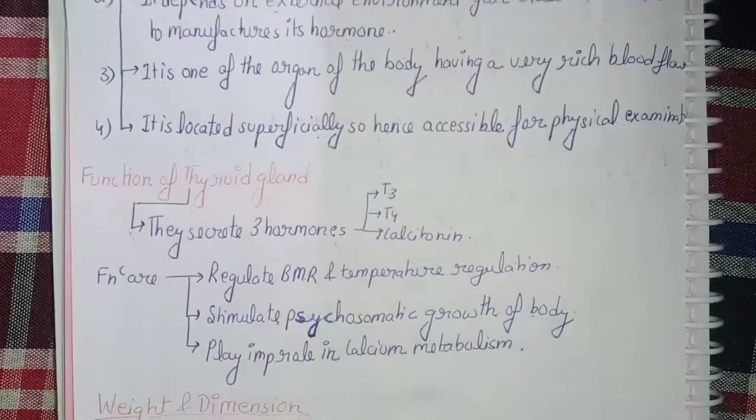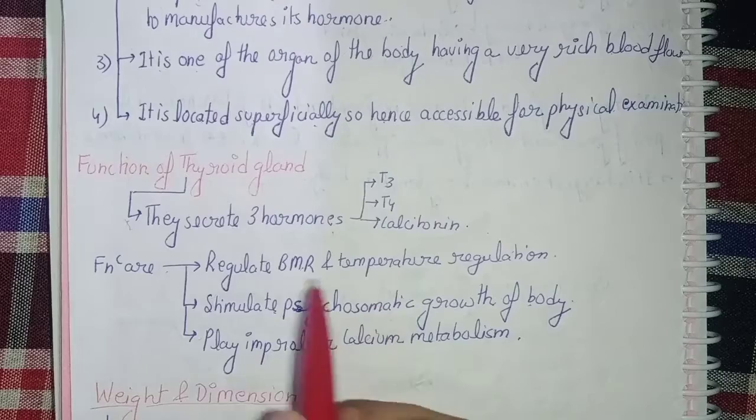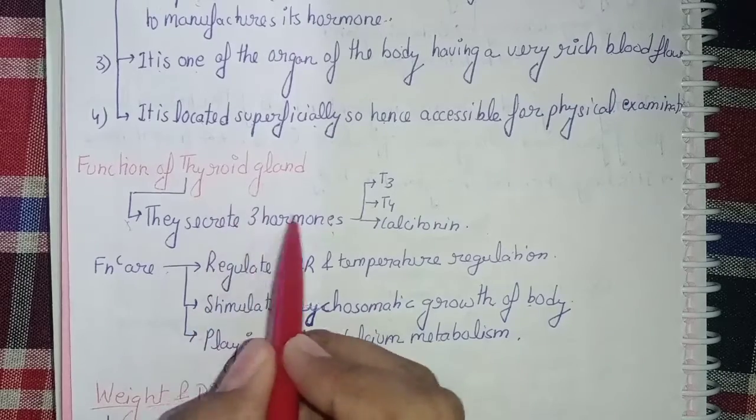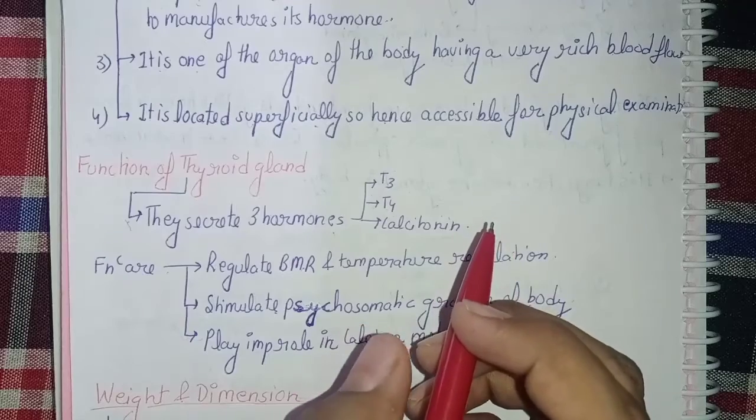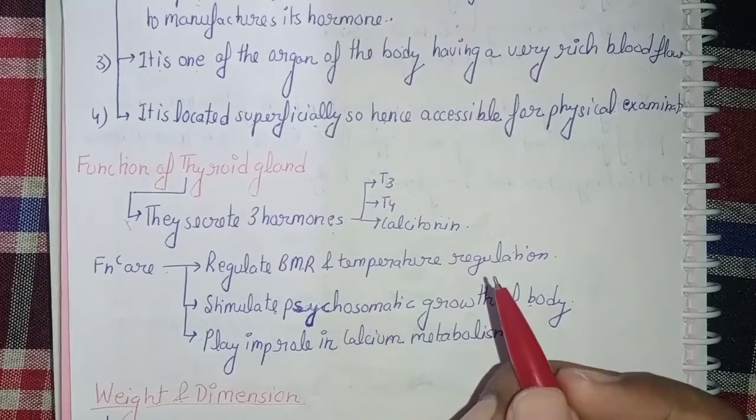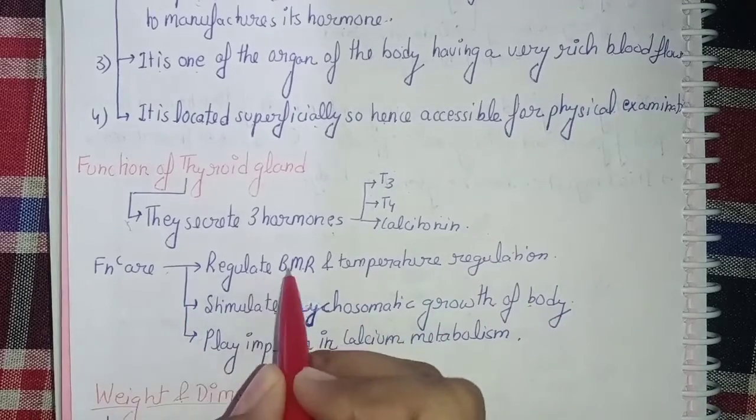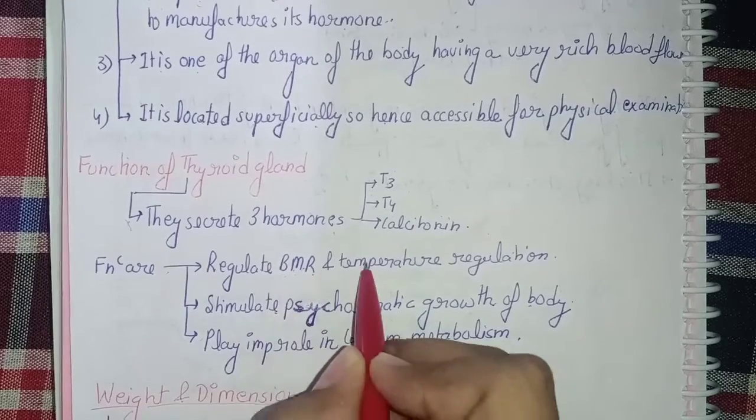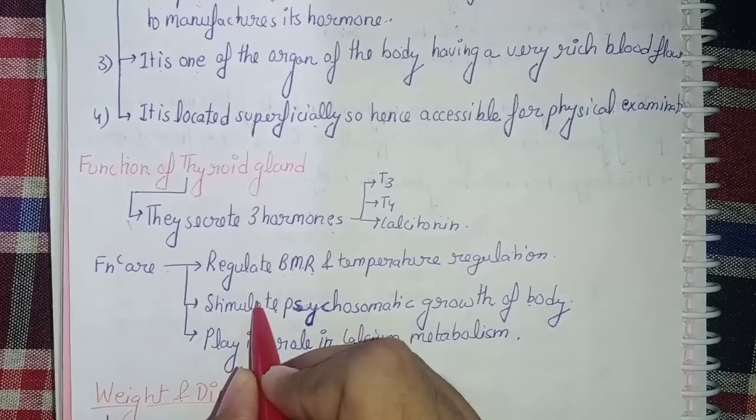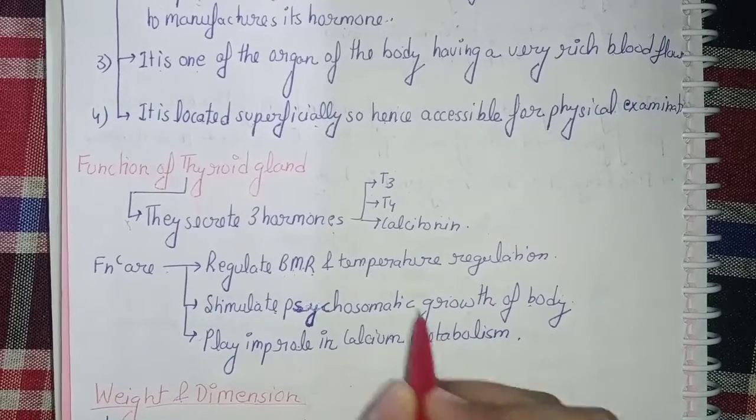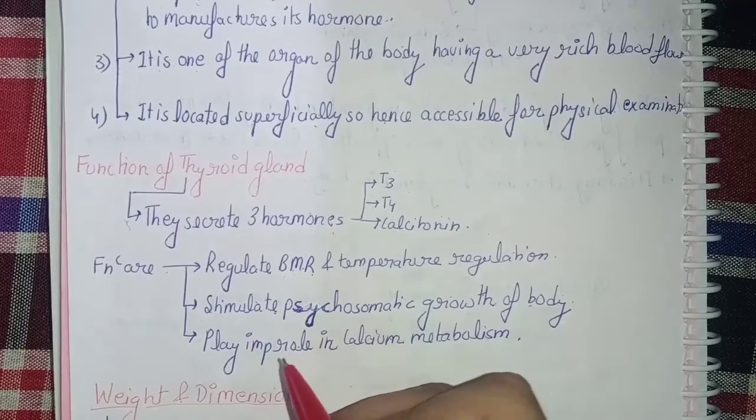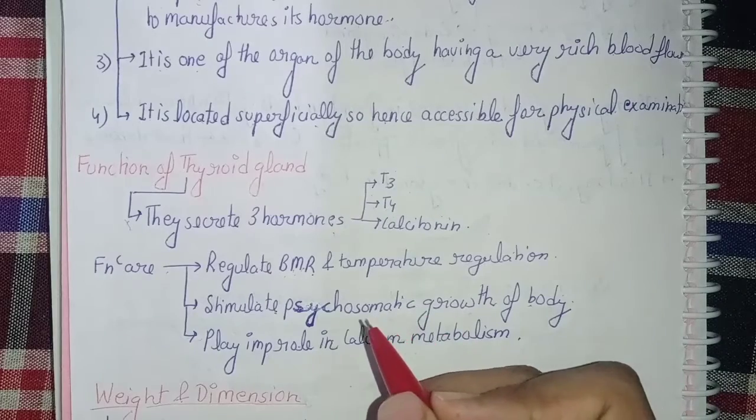Now coming to function of thyroid gland. Before coming to function of thyroid gland, we know thyroid gland secretes three hormones: T3, T4 and calcitonin. Now they will have certain functions by which the growth and the BMR will be regulated. So the functions are regulation of BMR, BMR is basal metabolic rate, and temperature regulation also. It will also stimulate the psychosomatic growth of the human body, and it will play an important role in calcium metabolism. Basic role of the thyroid gland will be the growth of the body and the regulation of the BMR.